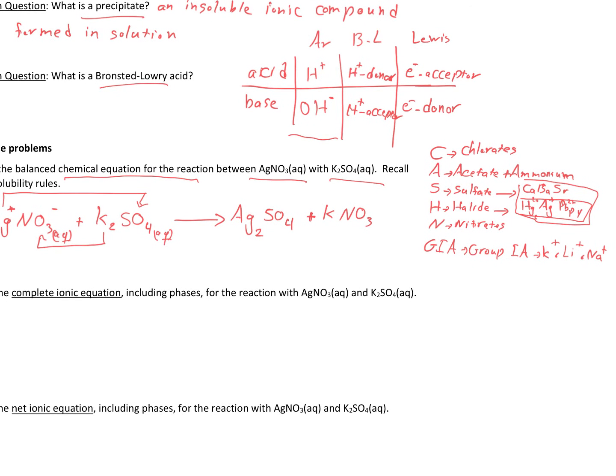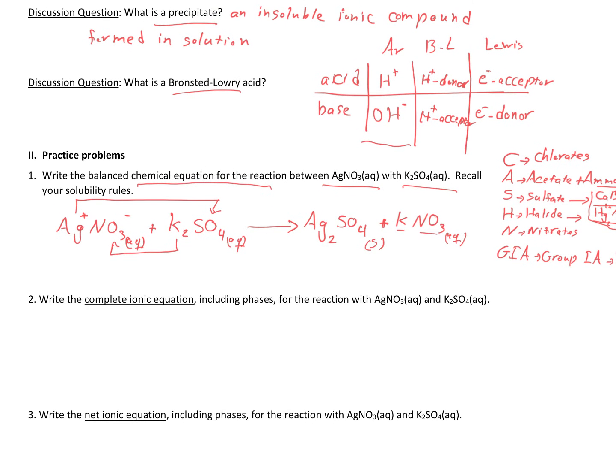So this one is both nitrate and group 1. Both of these 2 are no exception soluble, so this is definitely soluble. Sulfates are soluble except with these 6 ions, and silver was one of them. So silver sulfate is a precipitate, so it's S.